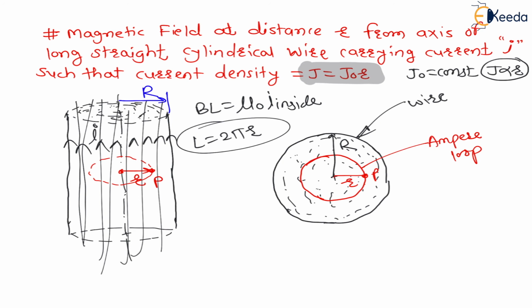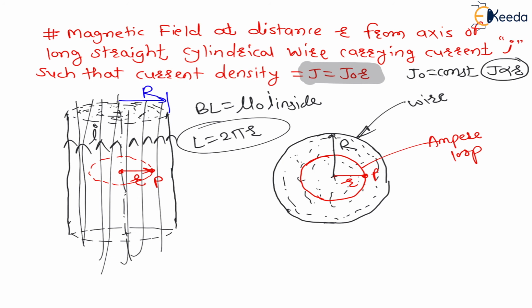So my dear students, current density is changing at each and every location. If r is 0, current density is 0. If r becomes 1, current density becomes J naught. If r becomes 2, this current density will become 2 J naught. Similarly, it goes on increasing, and on this loop the current density will be maximum. So current density at each and every point is different, so the previous case we cannot use here.